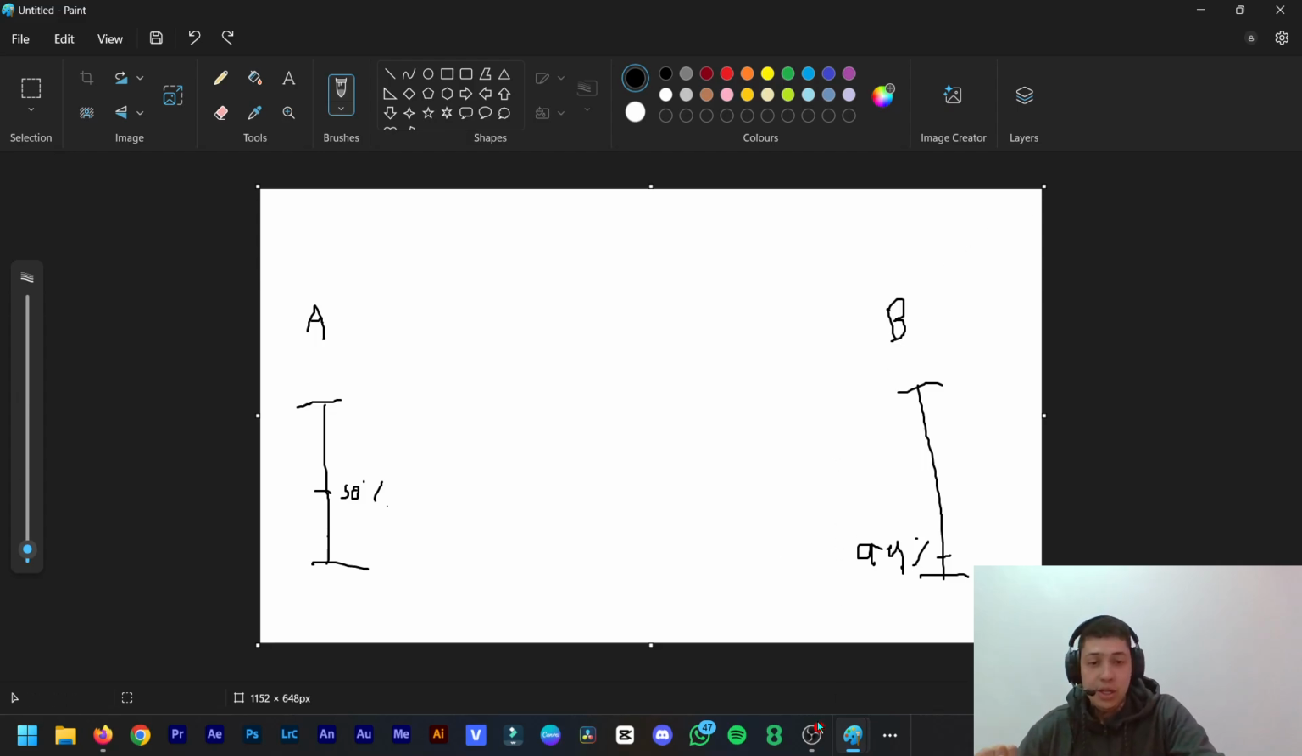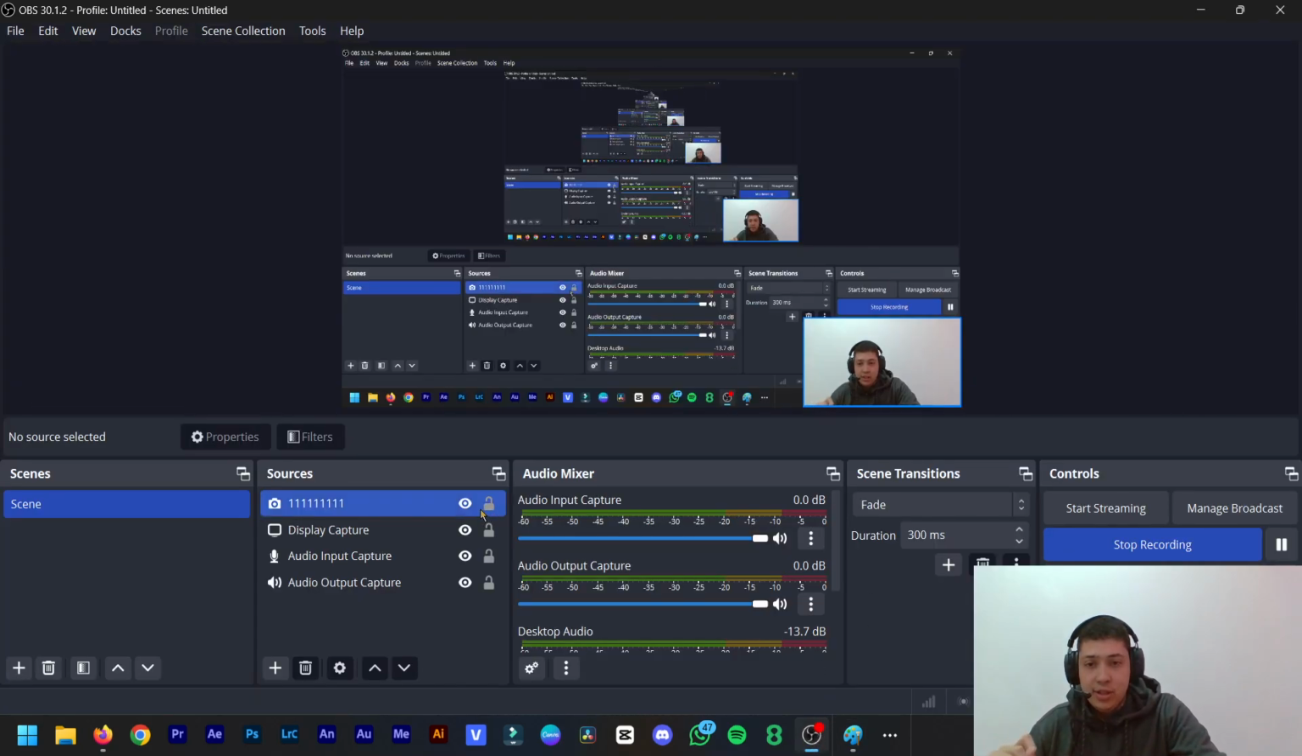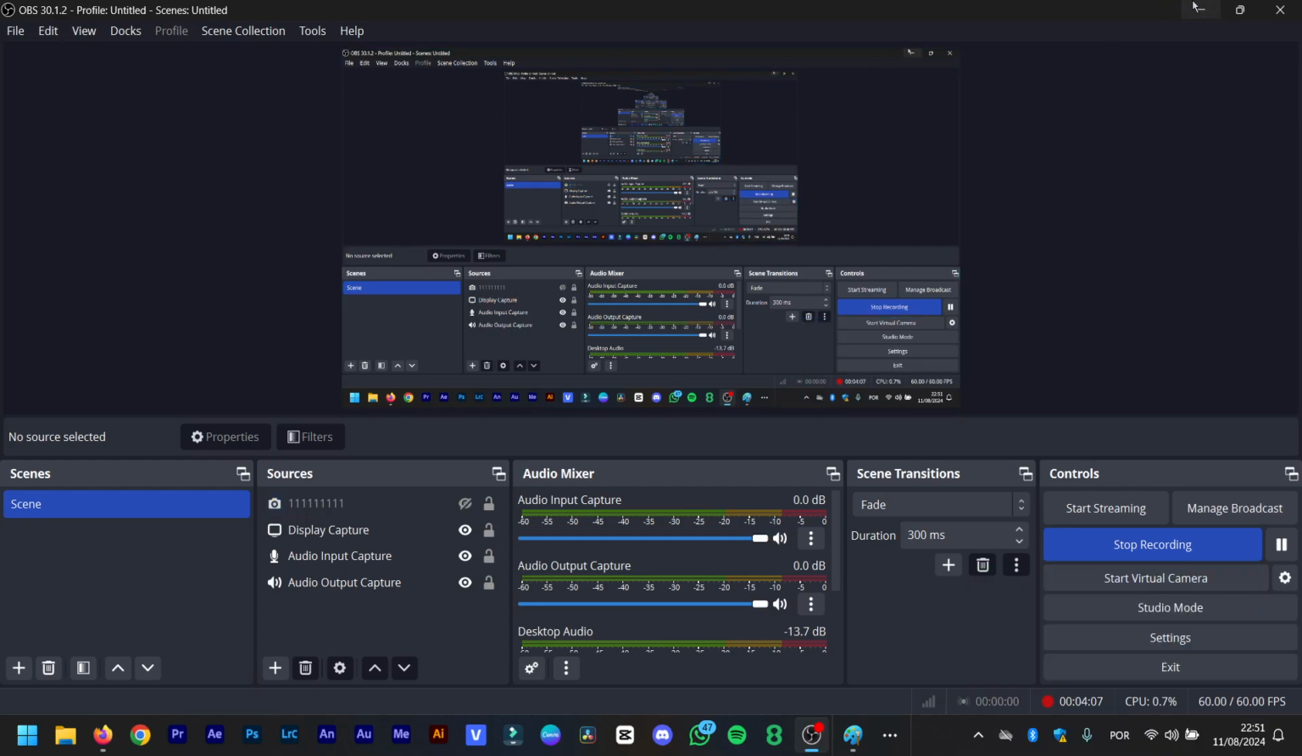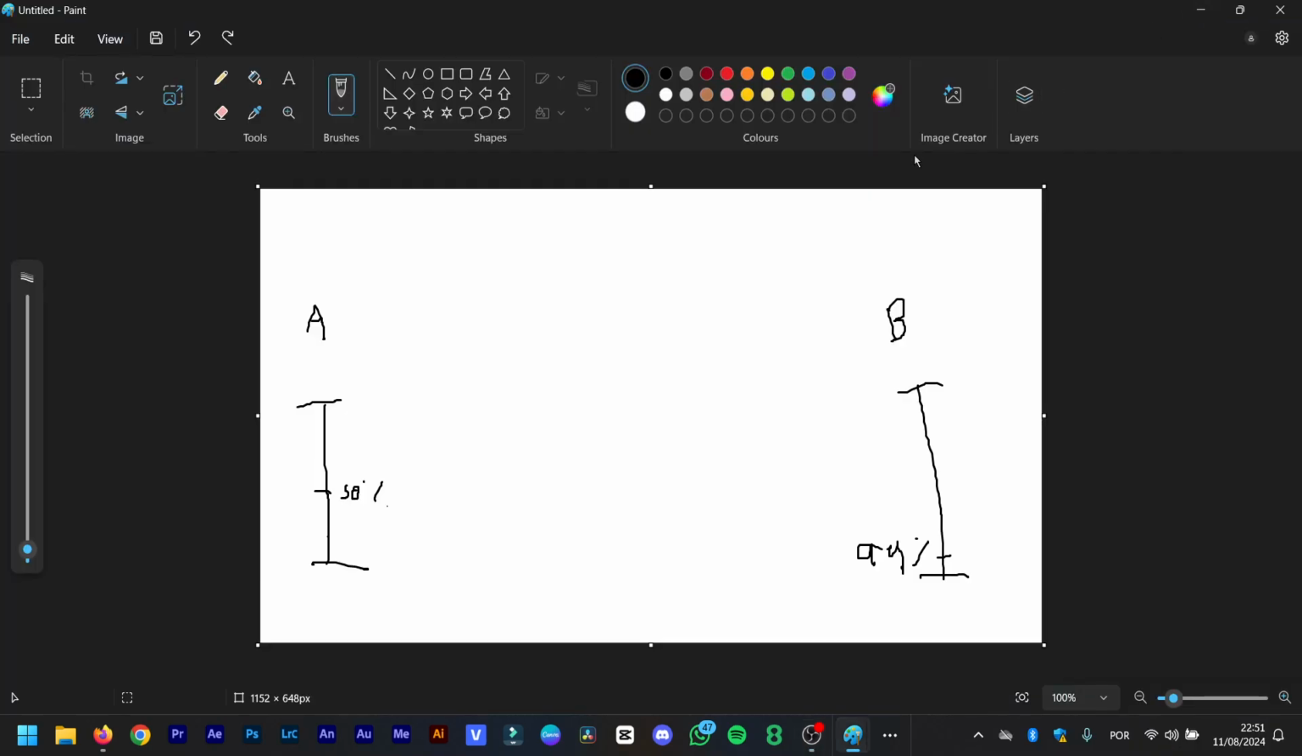So let me take my face out of the way, because my face is bothering. So for example, we have two people. Okay, we have two traders. We have trader A, and then we have trader B.